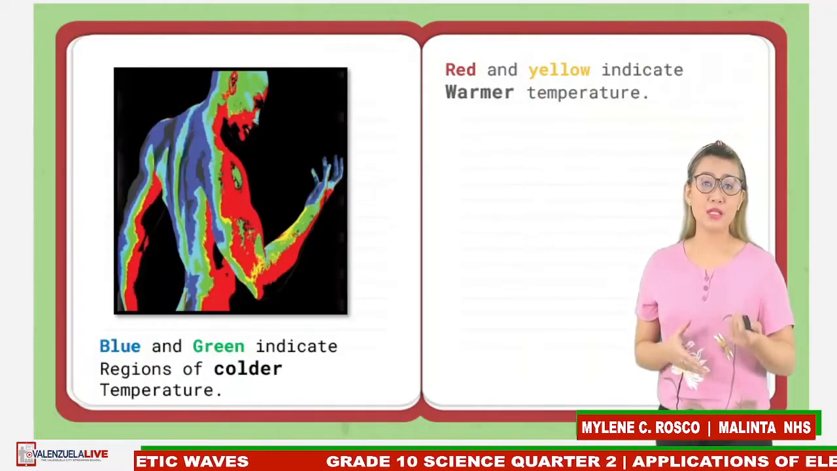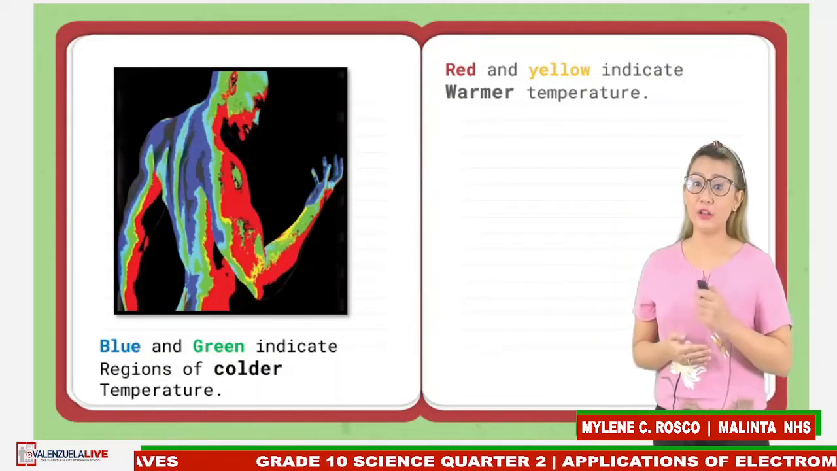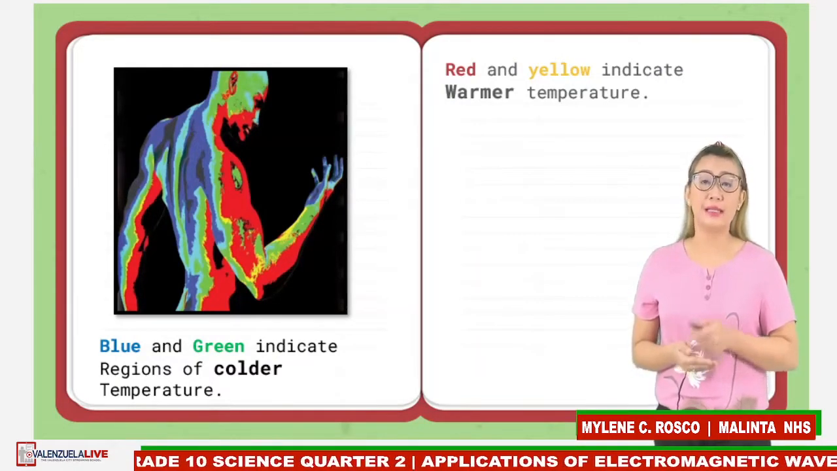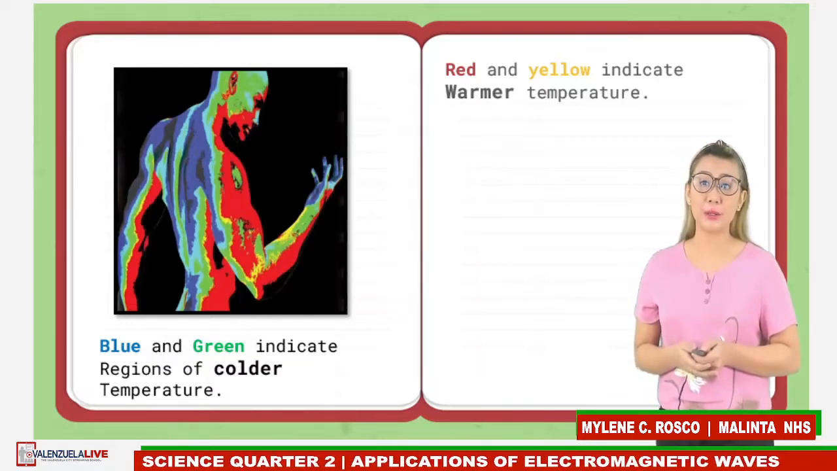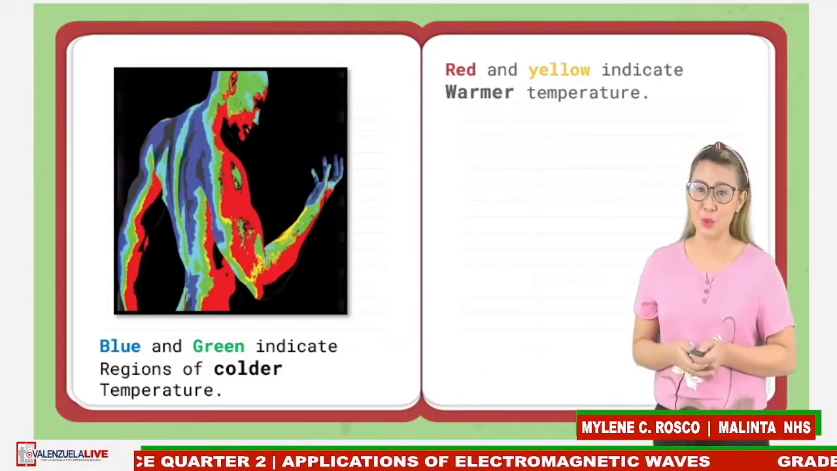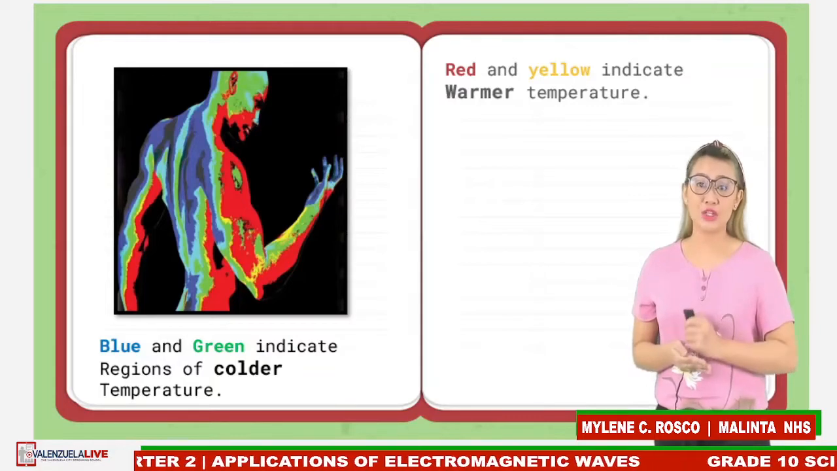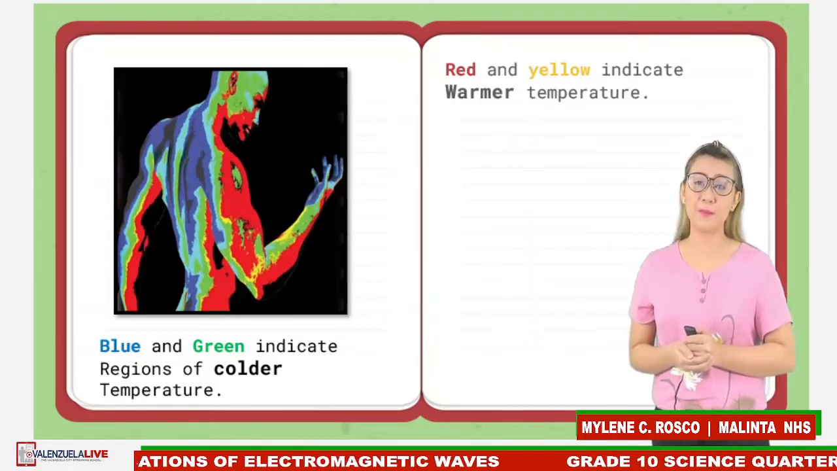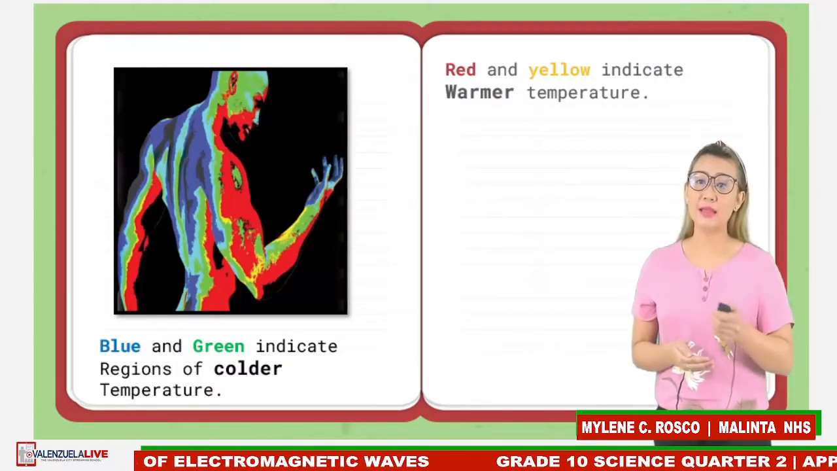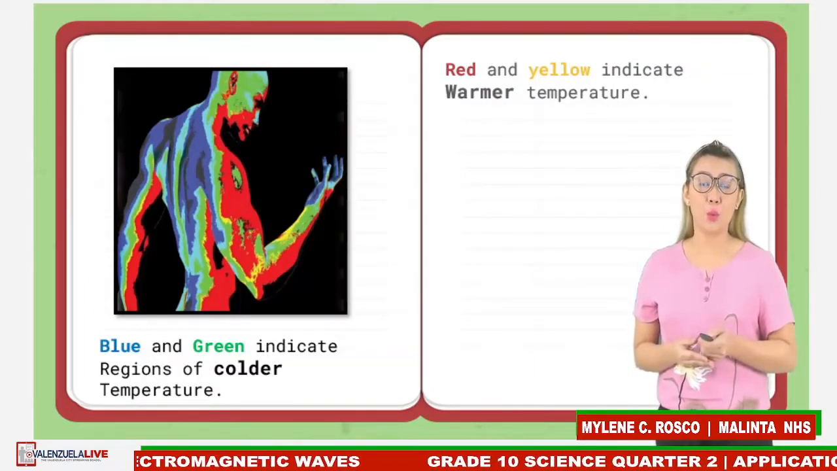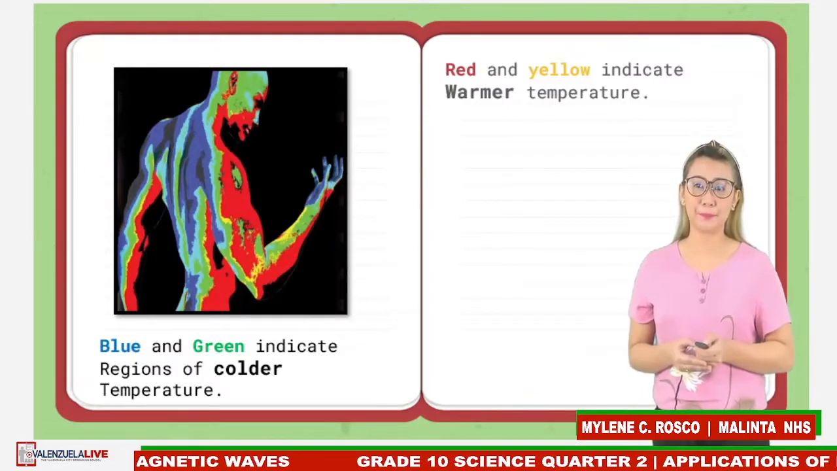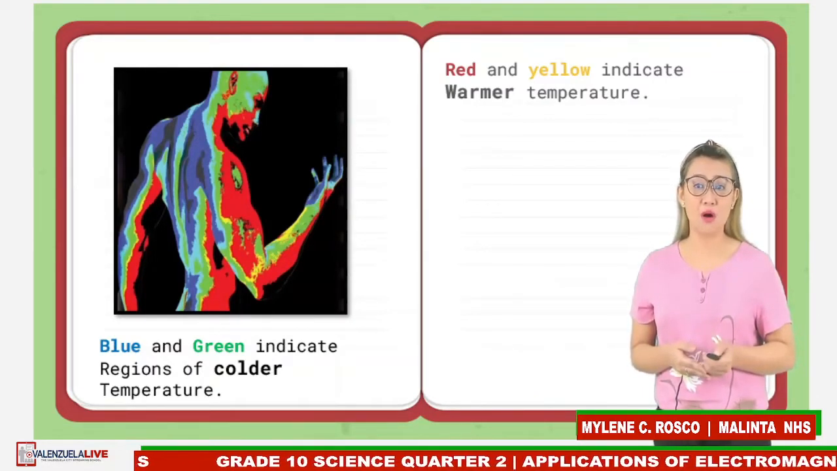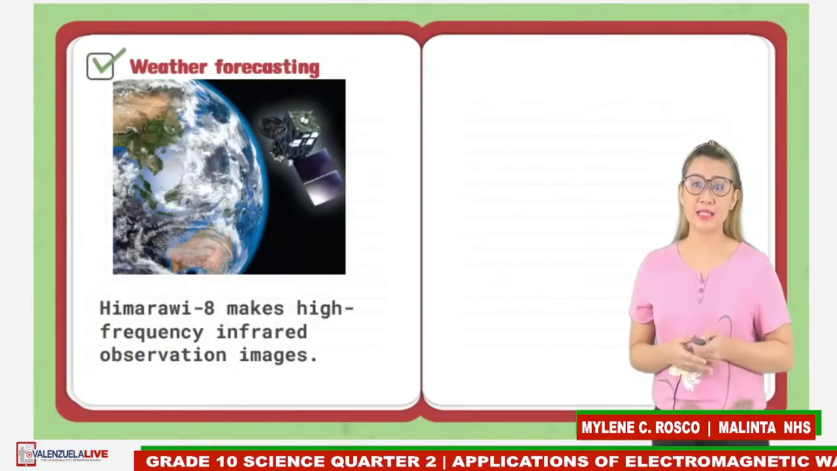Our bodies radiate infrared, and under night vision goggles, it appears in a variety of colors. The difference in color determines the difference in temperature. Take note, the shades of blue and green indicate regions of colder temperature, and red and yellow indicate warmer temperature. Another useful application of infrared is in weather forecasting.